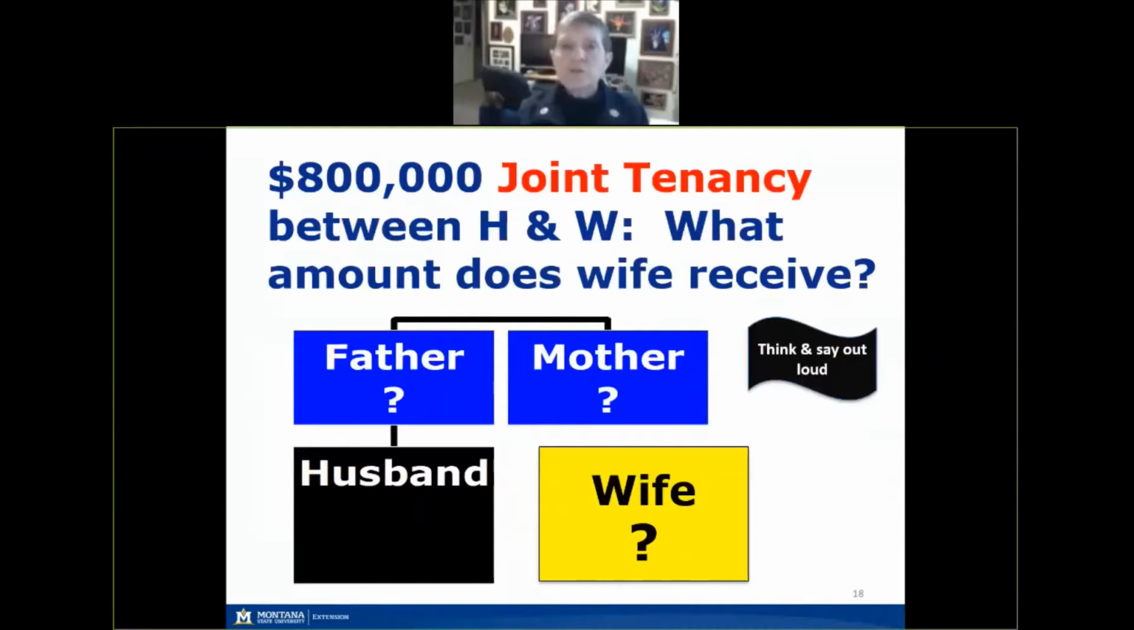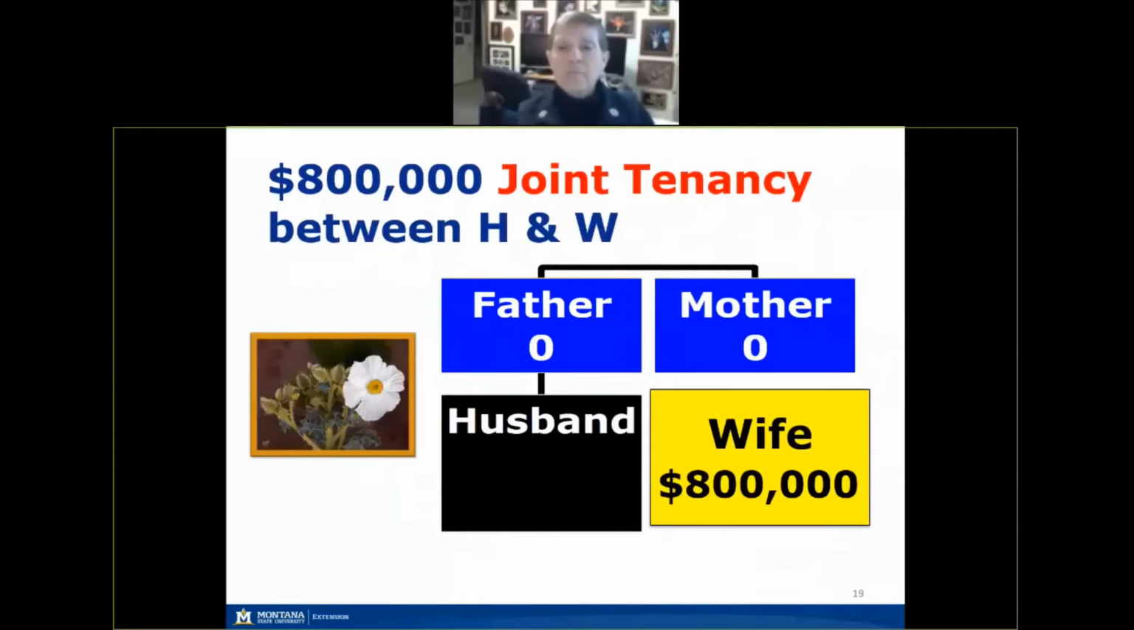So let's just do an easy one. We've got $800,000 in joint tenancy between the husband and wife. And what we see is the husband has passed away because he has the black box. That's what it means. And then we've got his mom and his dad living, and we have the wife. And I said the property is in joint tenancy. So this is one that you can think about and even say it out loud, because there's nobody around to hear you. But I bet a lot of you will say, why, sure. Joint tenancy, that's exactly what it means. When one person dies, the survivor takes all.